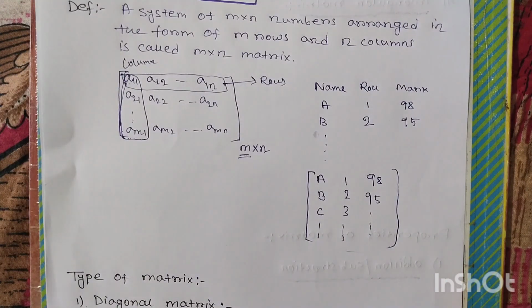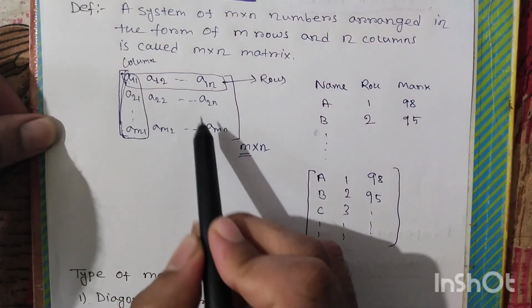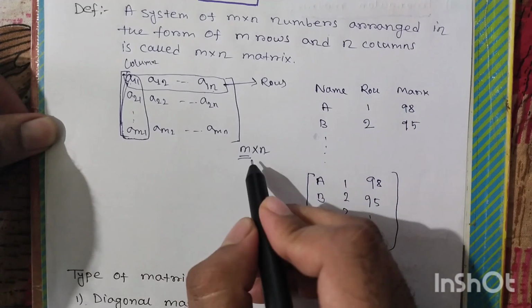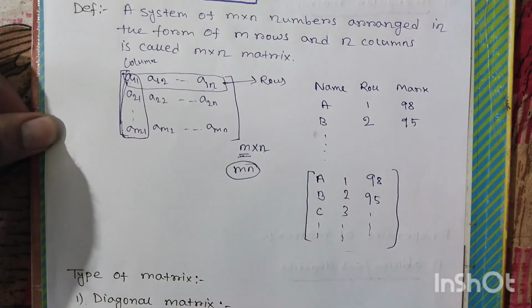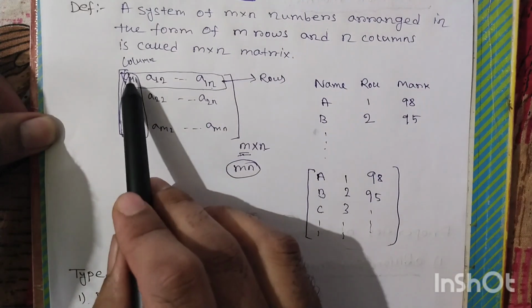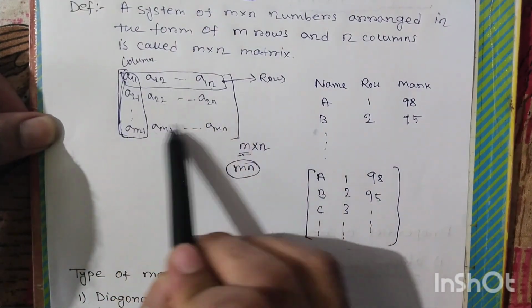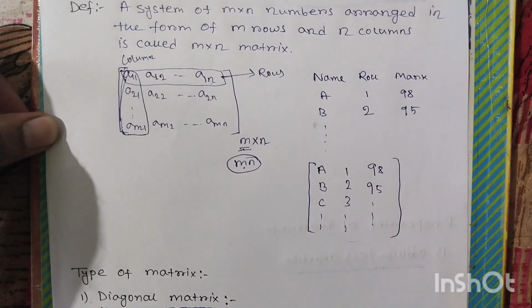Another thing, how many elements are present in a matrix? It is mn number of elements. You can count, the total count of elements in a matrix is mn, that means m multiplied by n.